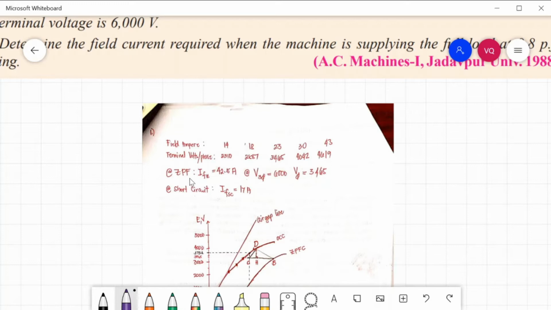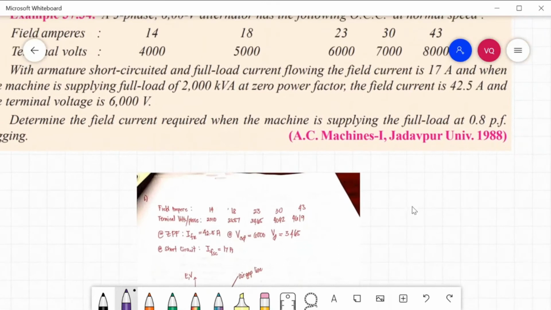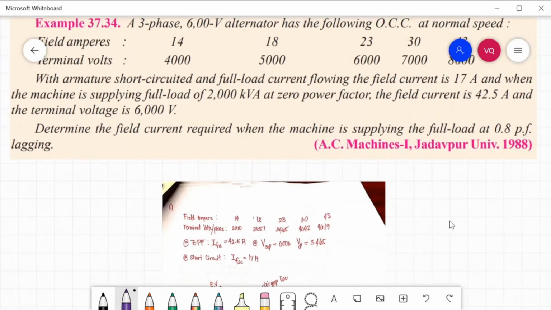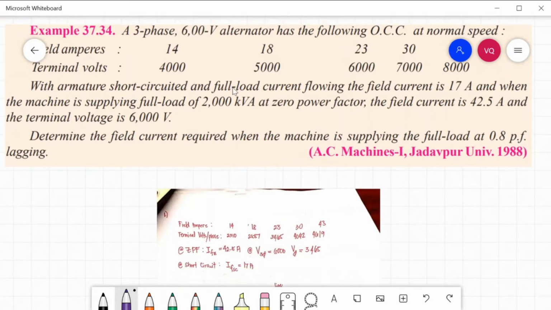At zero power factor, the field current is 42.5 amperes. At this voltage of 6,000, its single phase is 3,465, so you just divide by square root of 3. At short circuit, with armature short circuited and full load current flowing, the field current is 17 amperes.